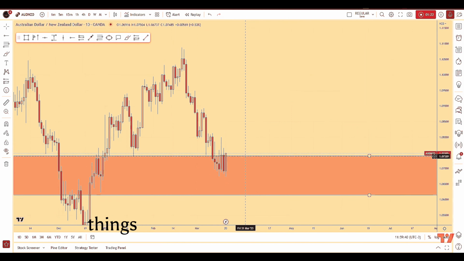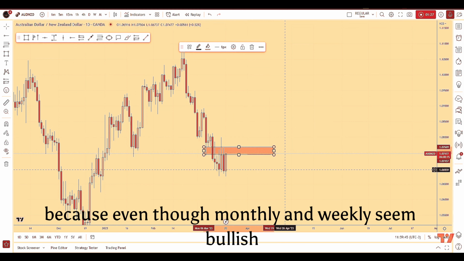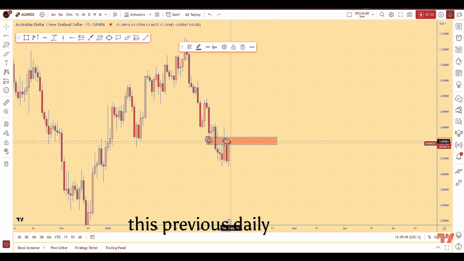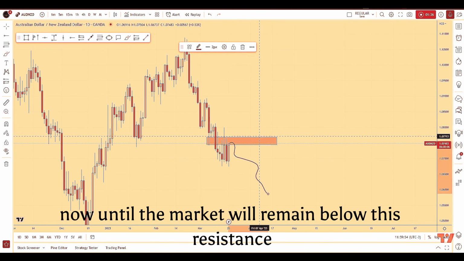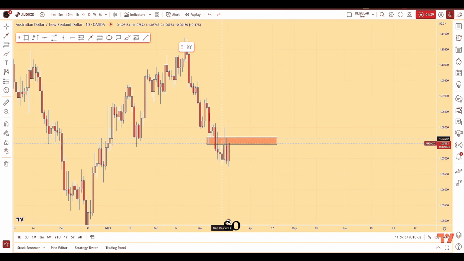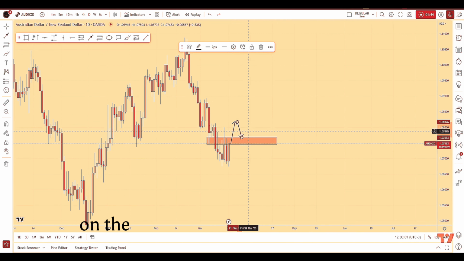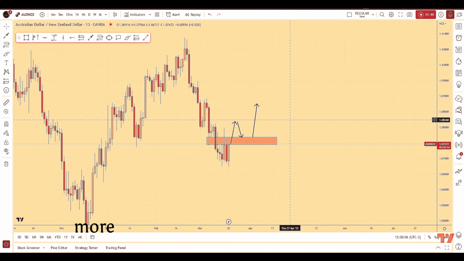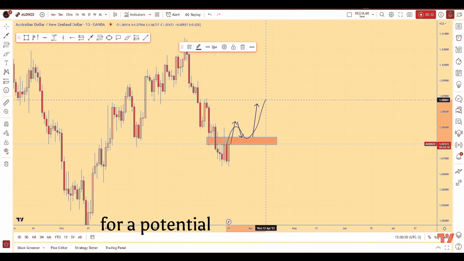Now here on the daily, things are definitely quite interesting because even though monthly and weekly seem bullish, from a daily perspective, everything is still bearish with the market below this previous daily support, which is now turned resistance. Now, until the market will remain below this resistance, it can easily continue lower. So only if we actually get a successful break above this resistance, only after the break on the retest of the previous resistance turned support, only at that point we could expect more bullish continuation to be created. So the NZD is getting weaker and the AUD is getting stronger, which is exactly what we need for a potential move to the upside.